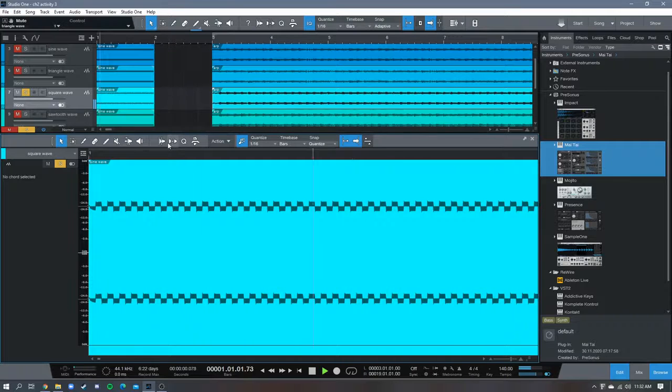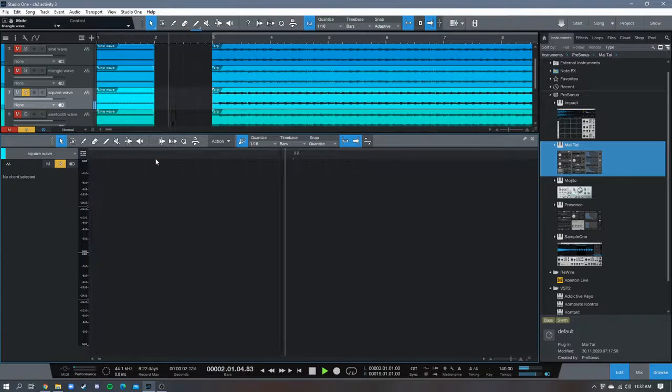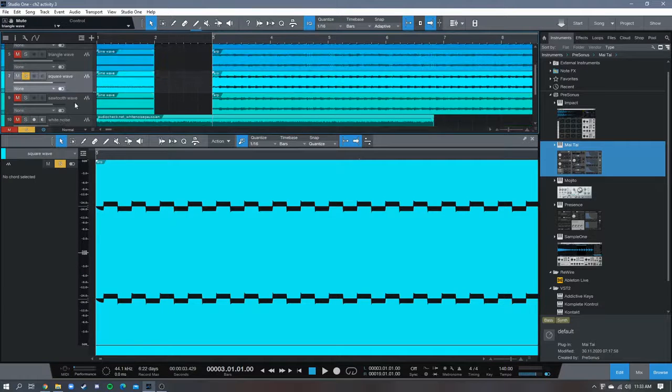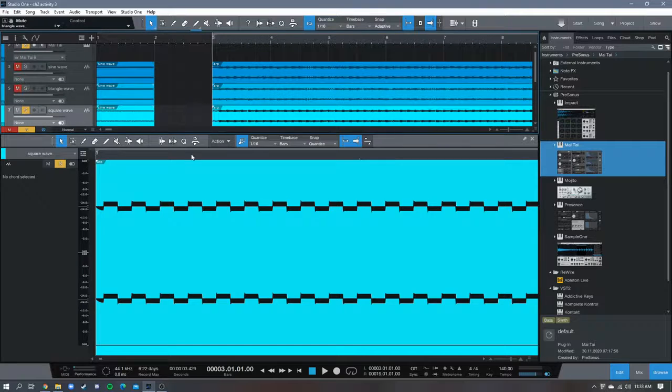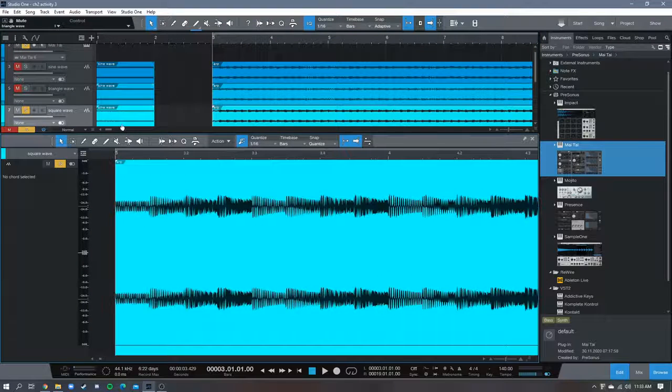Okay, so let's listen to this. So yeah, this is definitely my favorite of the three so far. Sawtooth might take that place for now, but of the three, this is the most biting, and I think that would sound really good with some distortion on it. So let's go ahead and listen to the sample.